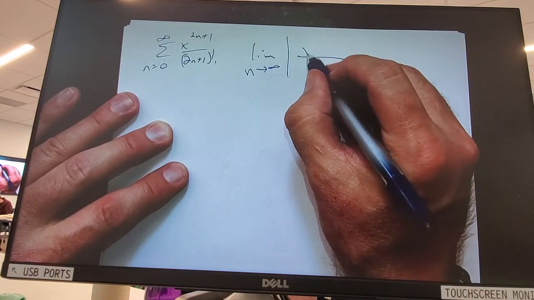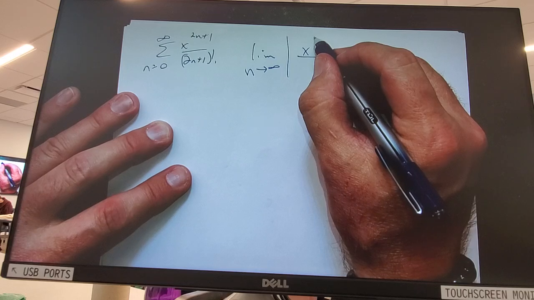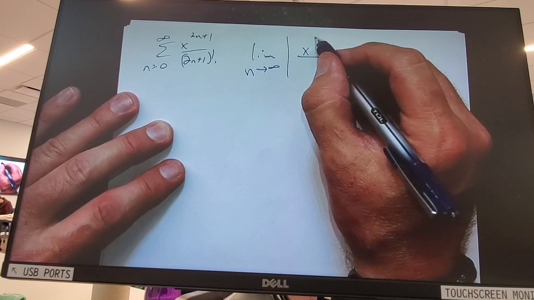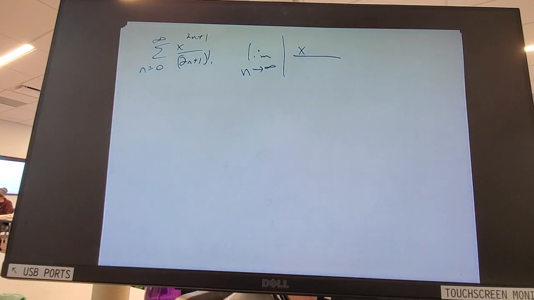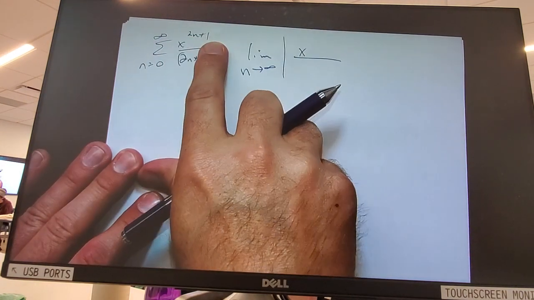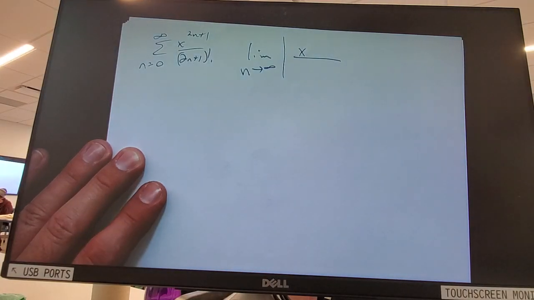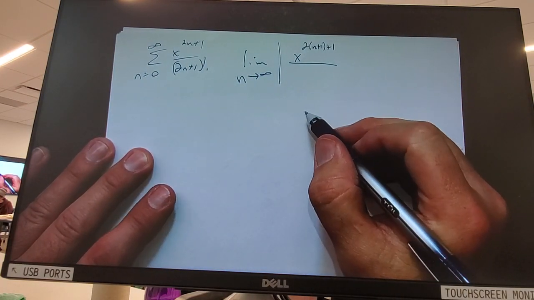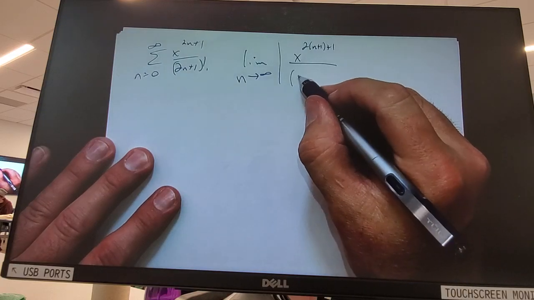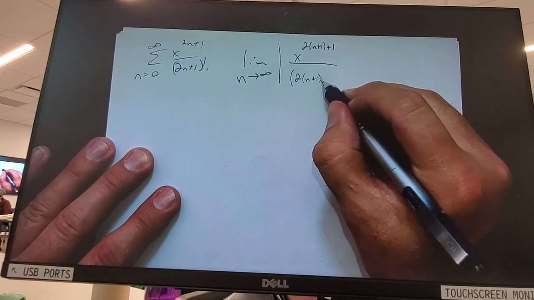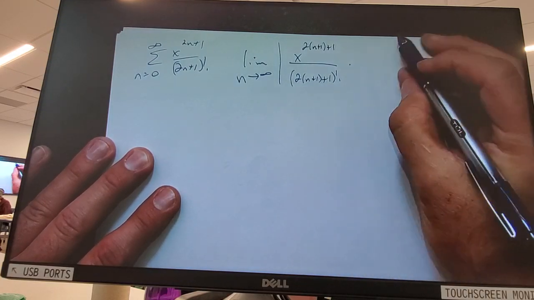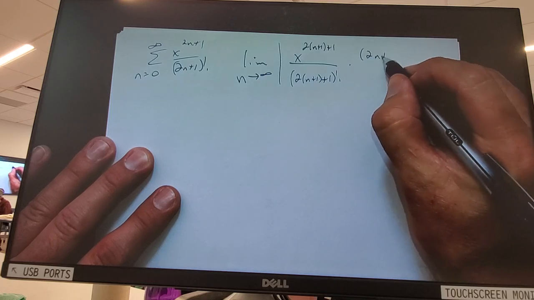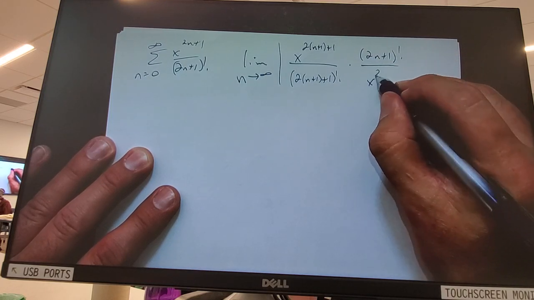This is where you've got to be careful. What do I do to figure out the next term? I replace n with n plus 1. So the mistake people make is they'll put 2n plus 2. That is wrong. It's 2 times n plus 1, plus 1. So replace n with n plus 1. And then I multiply by, of course, the reciprocal, so I don't have to divide and make a big fraction.